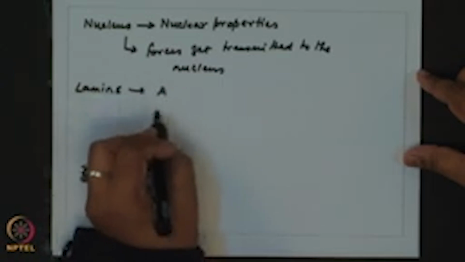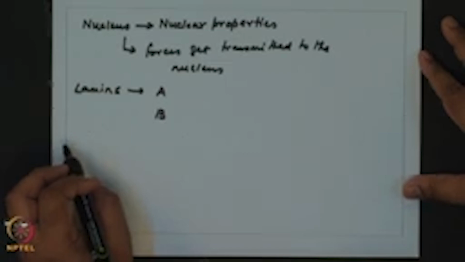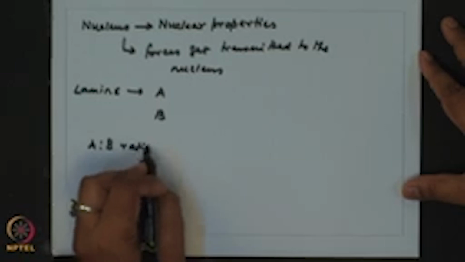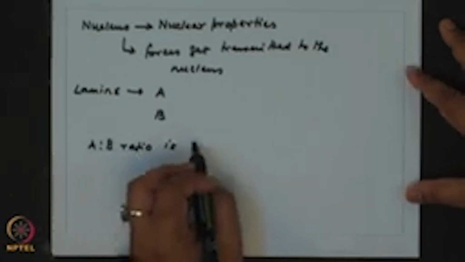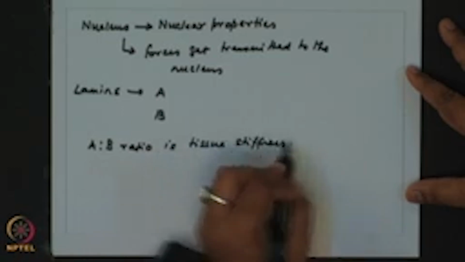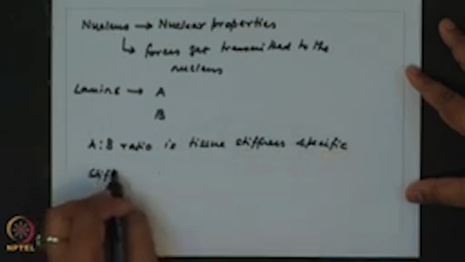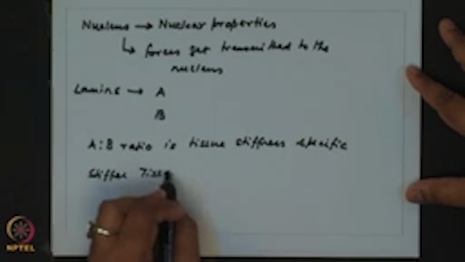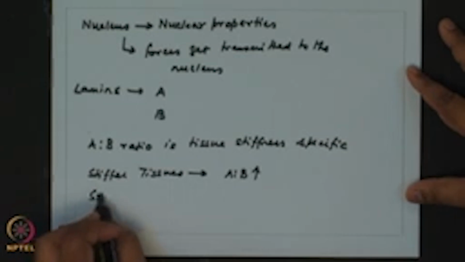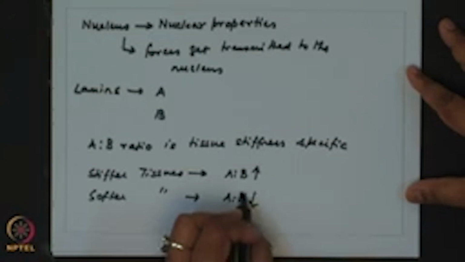You have A type lamins and B type lamins, and what has been observed in literature is that the A to B ratio is tissue specific or tissue stiffness specific. Stiffer tissues have a high A to B ratio and softer tissues have a low A to B ratio.